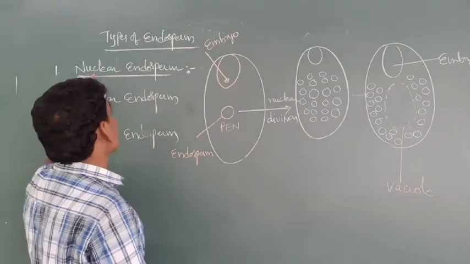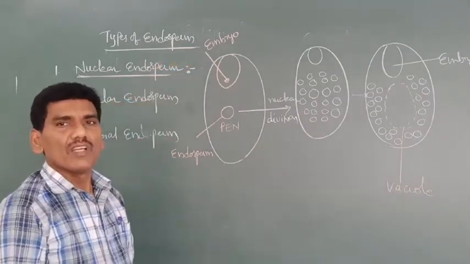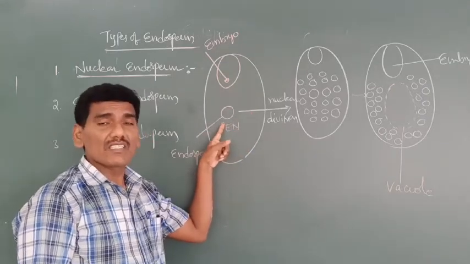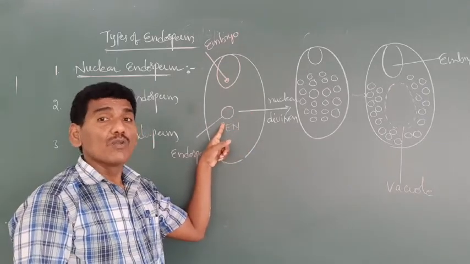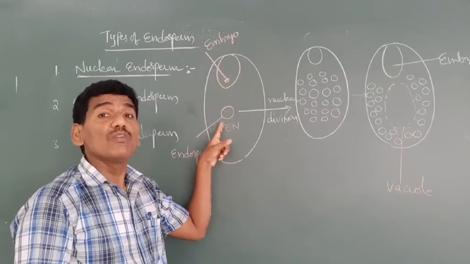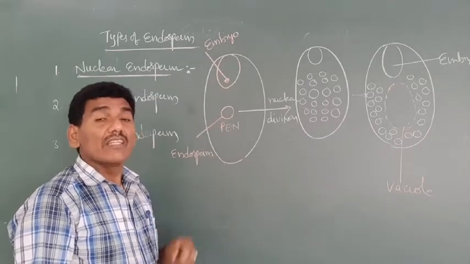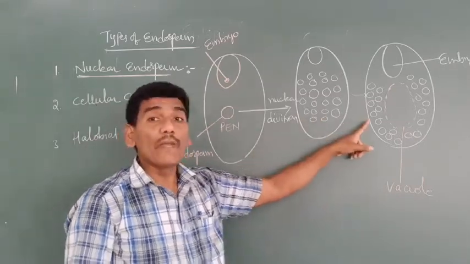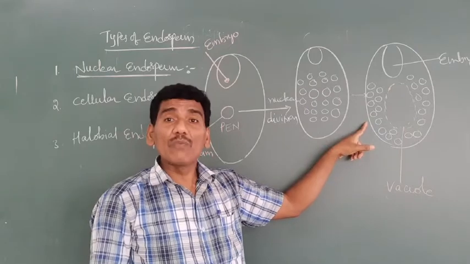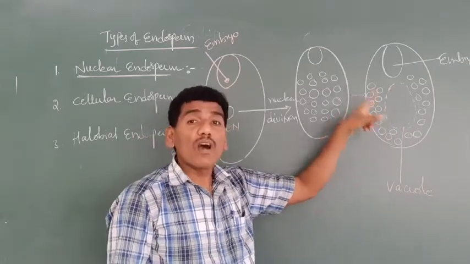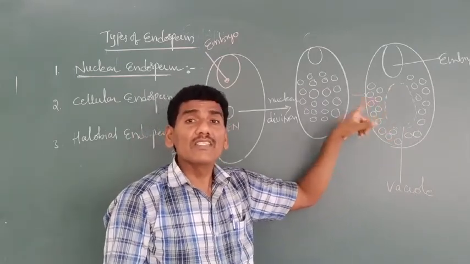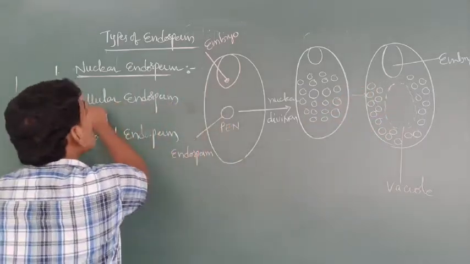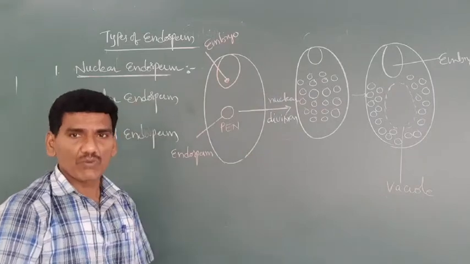Here, this is the first one, nuclear endosperm. In this type, the primary endosperm nucleus undergoes successive nuclear division to form free nuclei. Here thousands of nuclei are thus formed and moved towards the periphery because of the large central vacuole present inside the embryo sac. This is nuclear endosperm. Next one.